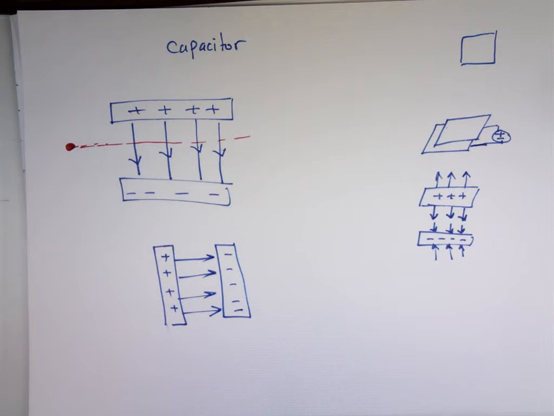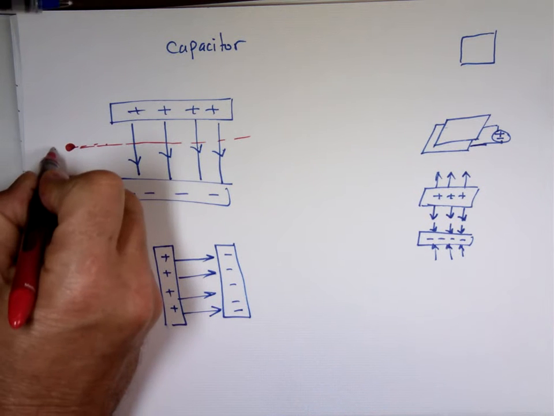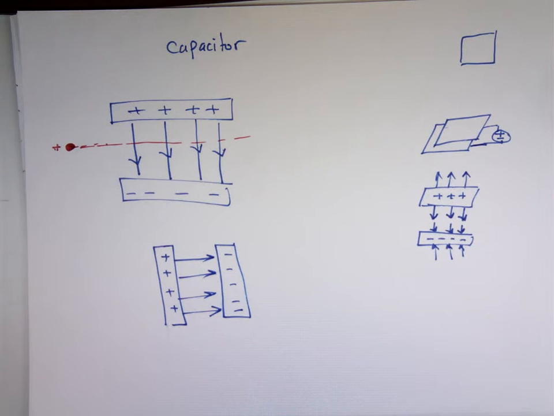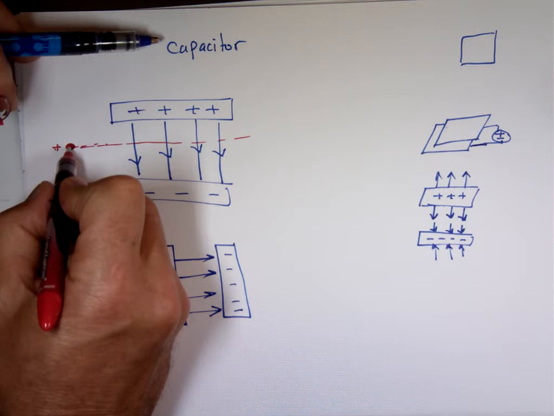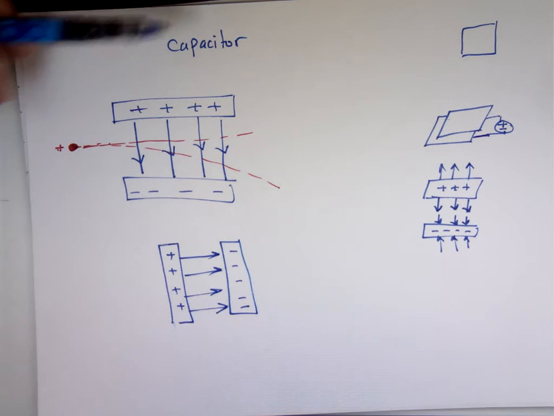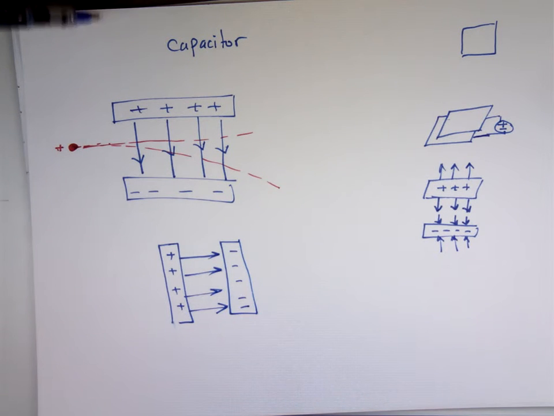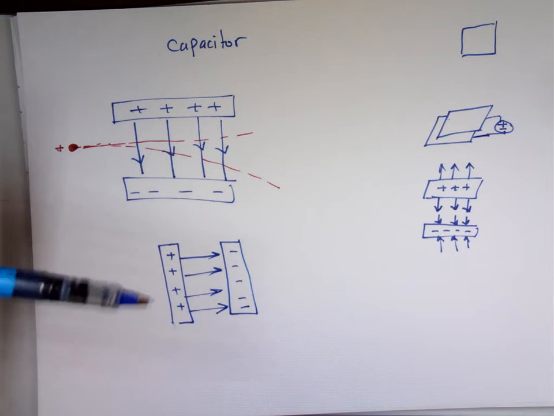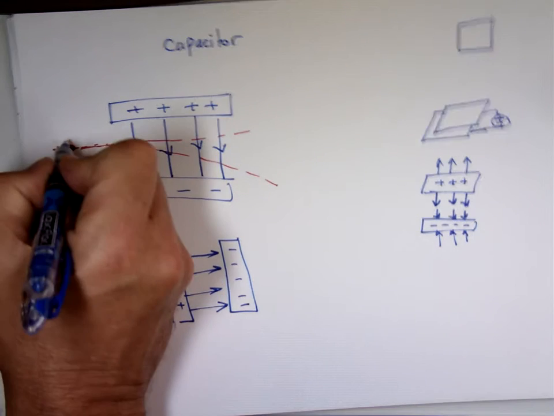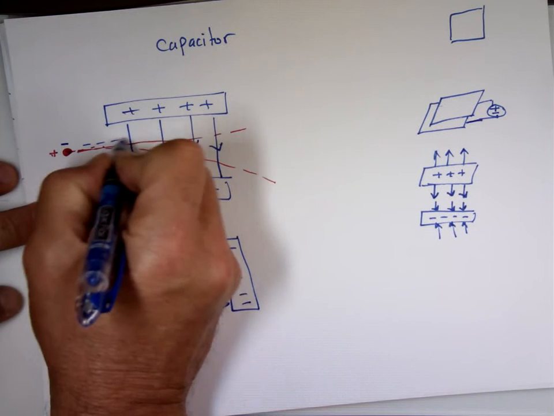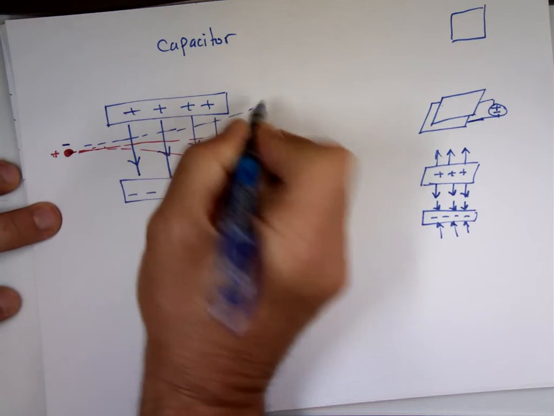If you charge this with a plus charge, what's going to happen is it's going to go like this. Why? Because this is pushing down on it. If you charge it with the negative charge, it's going to go like this. It's going to make it go higher.